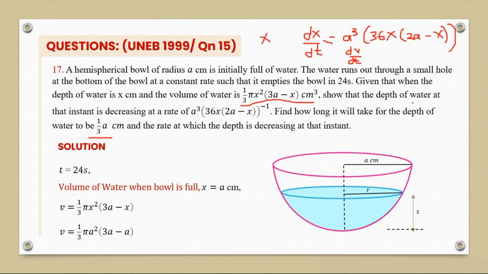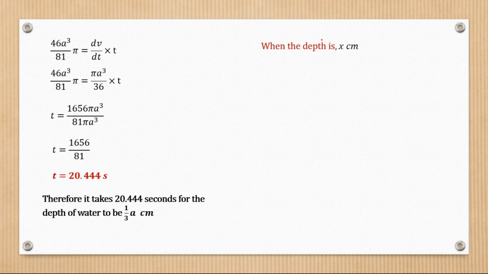But now remember that at first we were being told to show the depth of water was decreasing at a rate of that. So that means we know the value of dx/dt, so we're going to make use of that. We had proved that when the depth was x centimeters, this was the formula: dx/dt was equal to a cubed into 36x times (2a minus x) to the power negative 1. So this was when the depth was that.